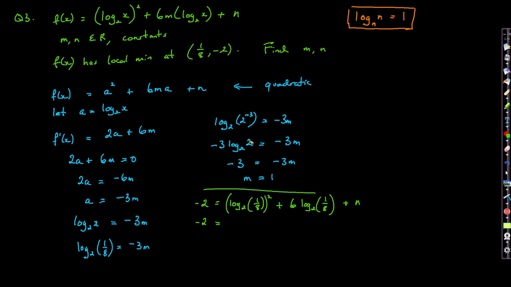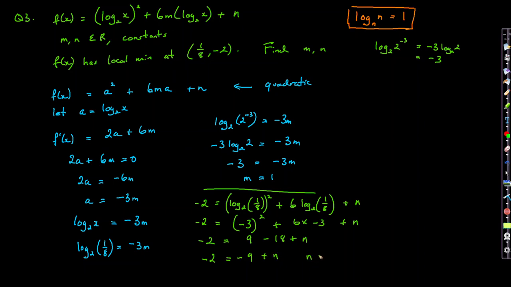Now log base 2 of 1/8, well, we've just done that. We found out that log base 2 of 2 to the power of negative 3 is negative 3 log base 2 of 2, so that's going to equal negative 3. So we're going to get negative 3 all squared plus 6 times negative 3 plus n. So negative 2 is going to equal 9 minus 18 plus n. So 9 take away 18, that's negative 9. If we solve for n, we get n equal to 7. Alright, so we've got our two values, n is equal to 7 and m was equal to positive 1.